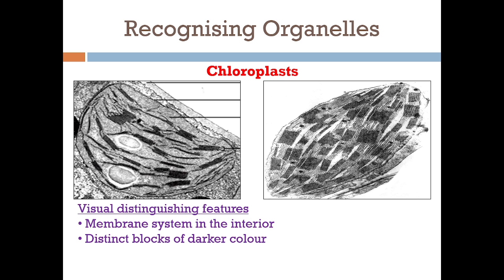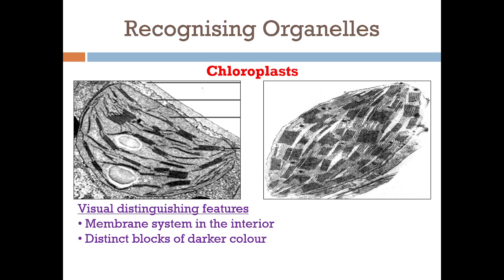The more dense regions have the overlapping stacking of thylakoid membrane. So those are the grana, and they appear as rectangular or regular blocks of darker color. So when you see that, then usually you can be confident that this would be the chloroplast.